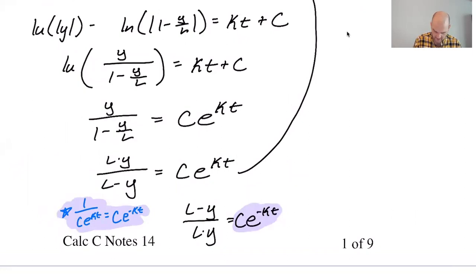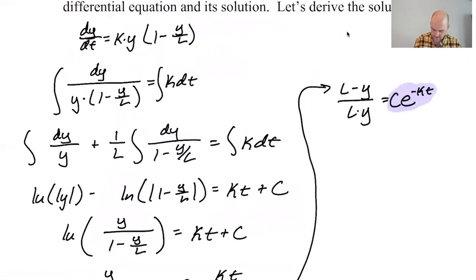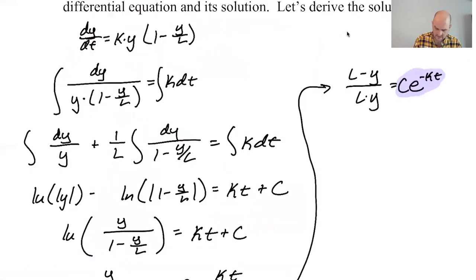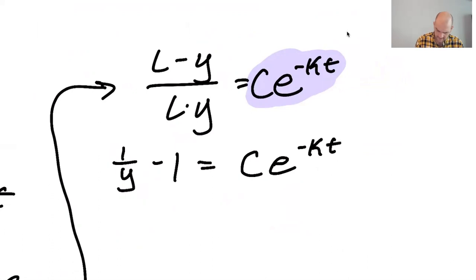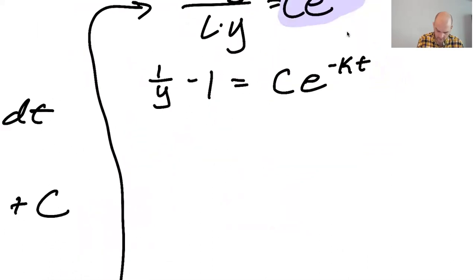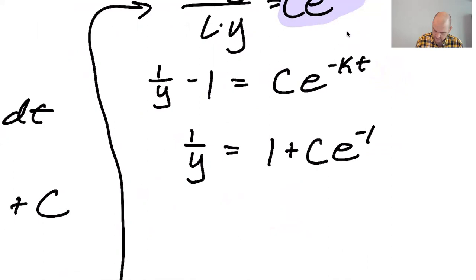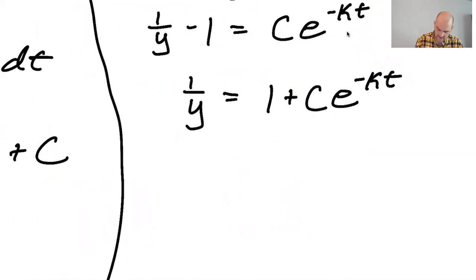And now I'm taking this with me up. Actually, I'm just going to move it up. I was going to copy it, but then I realized, no, do that. All right, break it up. 1 over y minus 1 equals c e to the negative kt. I'm going to add 1 plus c e to the negative kt. I'm going to take the reciprocal.